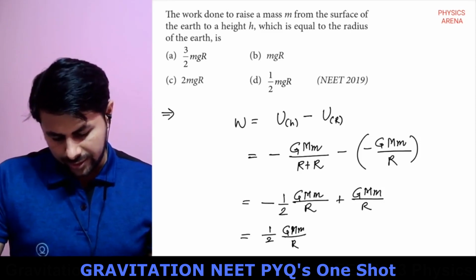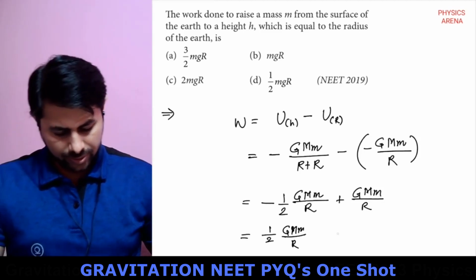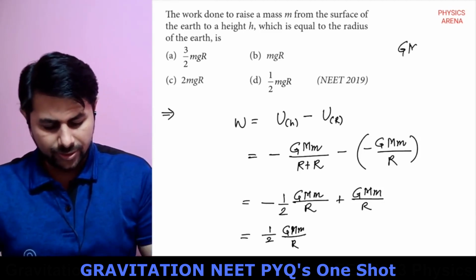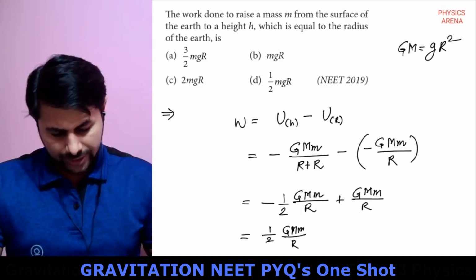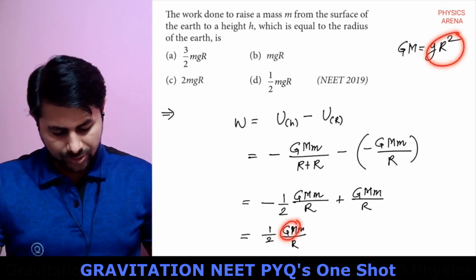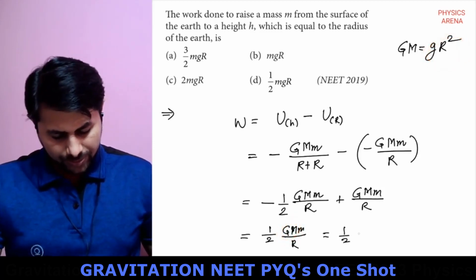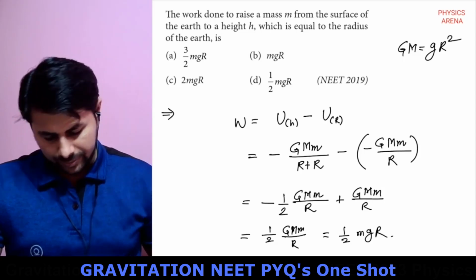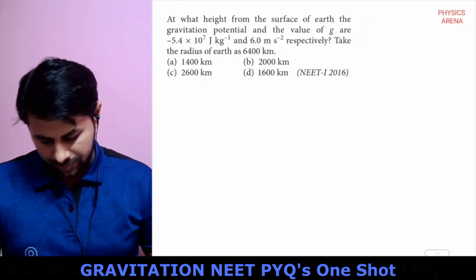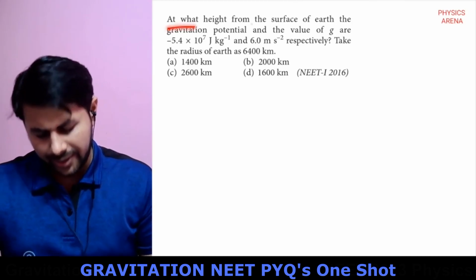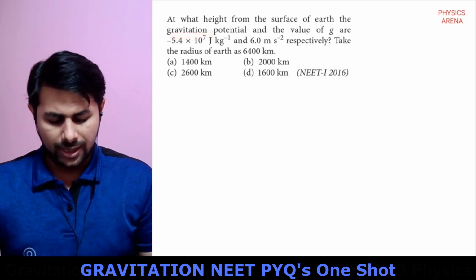Okay, so which is the answer? And you can substitute GM equals gr square whenever you want. So let's substitute that. When you substitute that, you get what? It is equal to half of mgr, right? Option D.